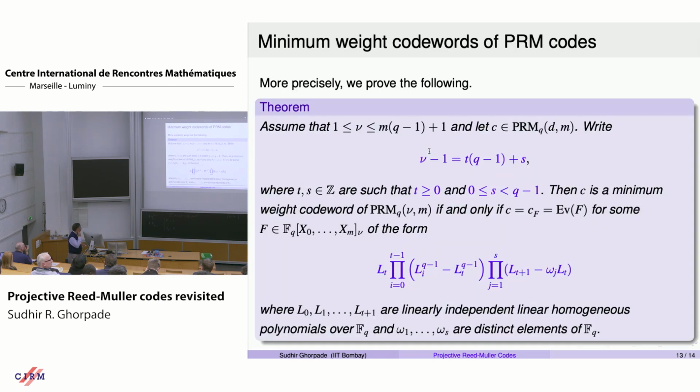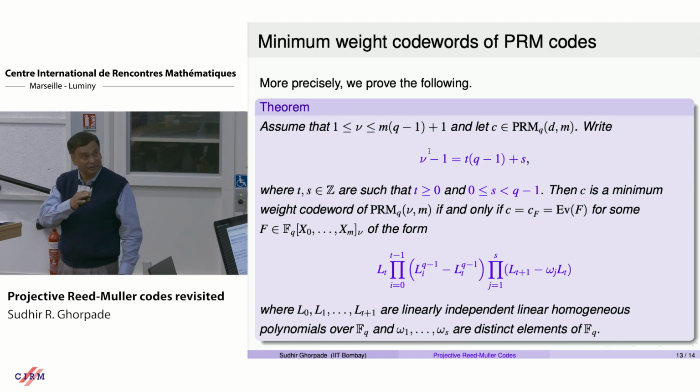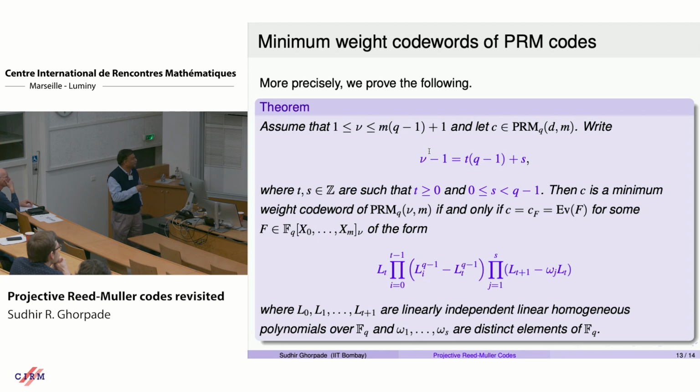This is the precise characterization that we prove: a codeword of the projective Reed-Muller code is a minimum weight codeword if and only if it comes from the evaluation of a polynomial which is a product of, it's kind of like a union of hyperplanes. That's really what it is, but of a specific kind. And if you're familiar with the corresponding results for Reed-Muller codes, you will see some similarities. And of course, you see the fact that unlike the Reed-Muller case, this is a homogeneous polynomial of correct degree, t times q minus 1 plus s.